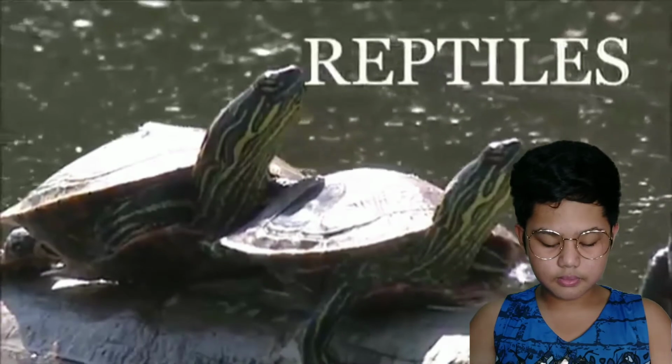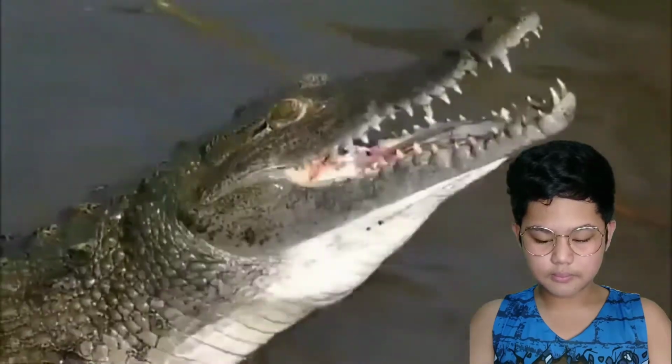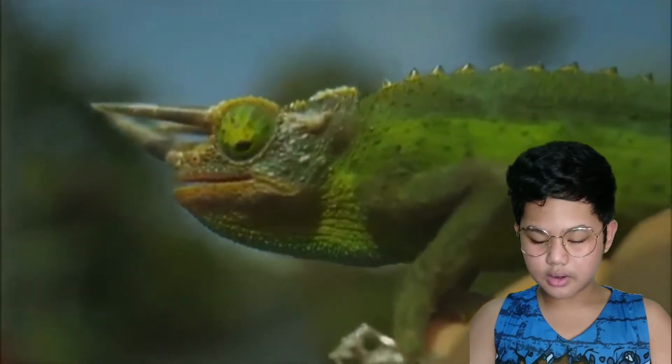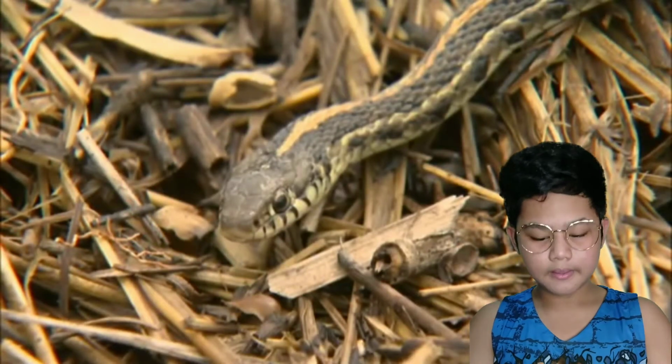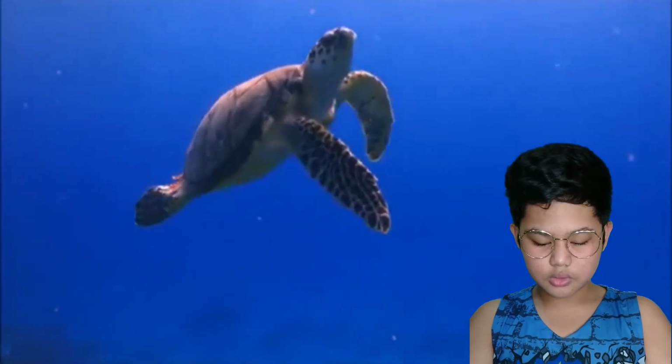Reptiles. You might know turtles, snakes, crocodiles, and lizards. Like fish and amphibians, reptiles are cold-blooded. Unlike them, reptiles are air-breathing animals and cannot breathe underwater. Even reptiles that live in the water must come to the surface to breathe.